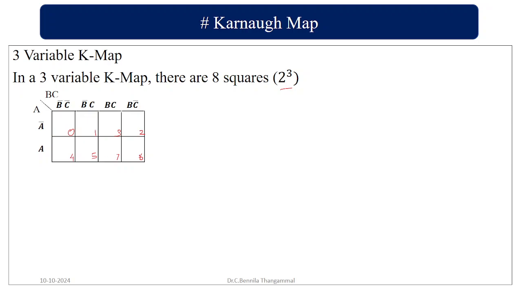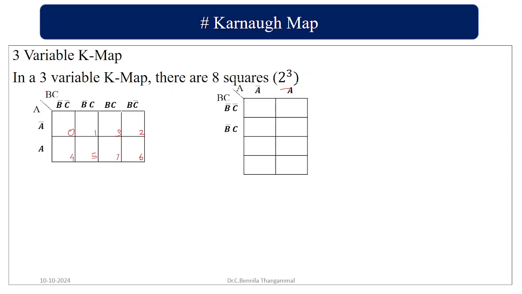So it can be represented in a different form also this way. Here I can take A that side, BC this side. So A bar, A, B bar C bar, B bar C, BC, BC bar. Now the value changes accordingly. So 0, 0, 0 is going to be 0, 0, 0, 1 it's going to be 1, 0, 1, 1 it's going to be 3, so it's going to be 2, 4, 5, 7 and 6. So this is how it will be represented.